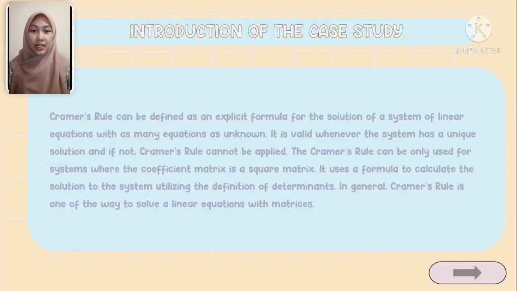Introduction of the study. Cramer's rule can be defined as an explicit formula for the solution of a system of linear equations with as many equations as unknowns. It is valid whenever the system has a unique solution, and if not, Cramer's rule cannot be applied. Cramer's rule is used for a system where the coefficient matrix is a square matrix. It uses a formula to calculate the solution to the system utilizing the definition of determinants. In general, Cramer's rule is one of the ways to solve linear equations with matrices.